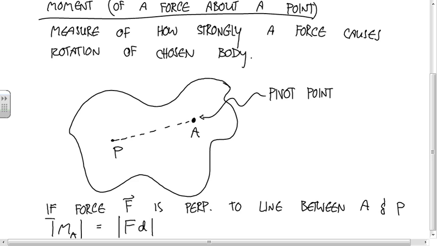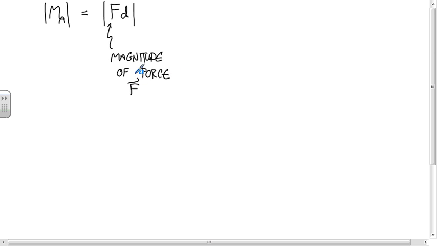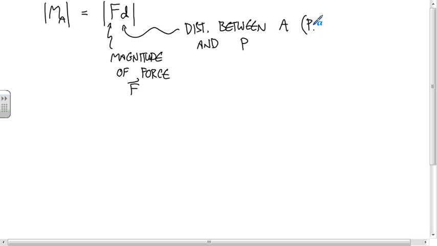I should have put this on the next page. So the absolute value of the moment is equal to the absolute value of the force times d, where F is the magnitude of the force and d is the distance between those points A and P. Where A is the pivot point and P is where the force is applied.